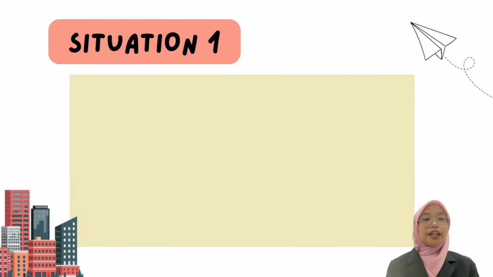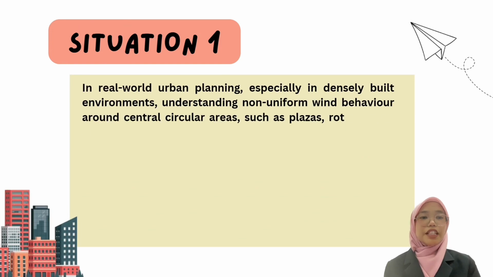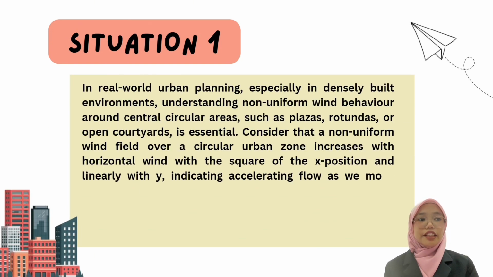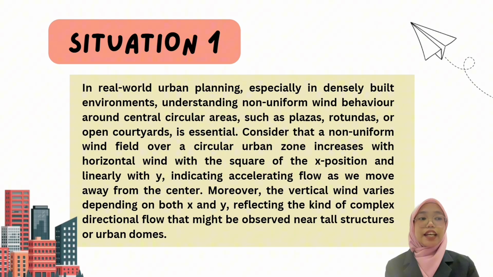For situation 1, in real-world urban planning, especially in densely built environments, understanding non-uniform wind behavior around central circular areas, such as plazas, courtyards, or open yards, is essential. Consider a non-uniform wind field over a circular urban zone, with the horizontal wind varying with the square of the x position and linearly with y, indicating accelerating flow as we move away from the center. Moreover, the vertical wind varies depending on both x and y, reflecting the kind of complex directional flow that may be observed near tall structures or urban domes.